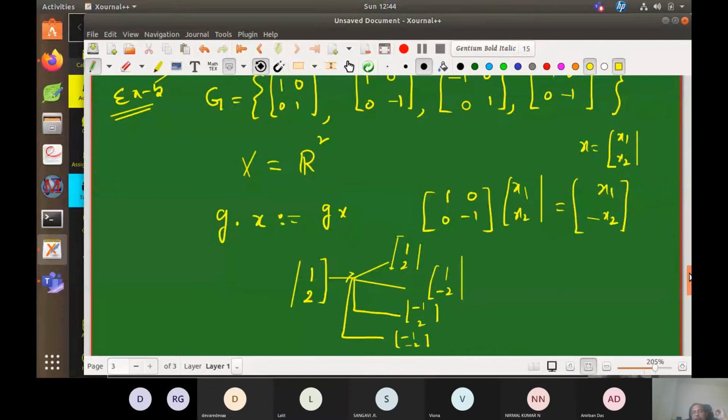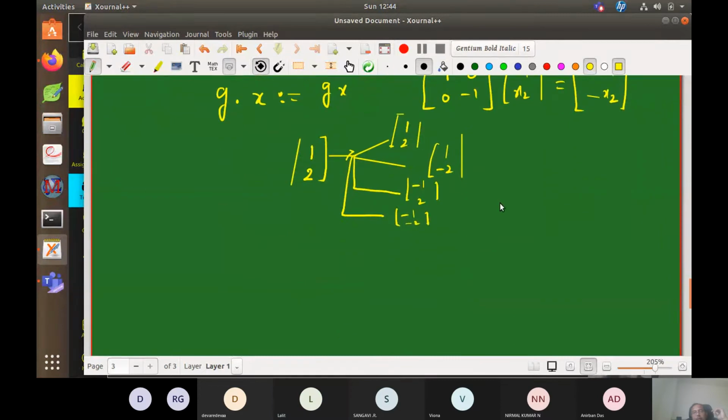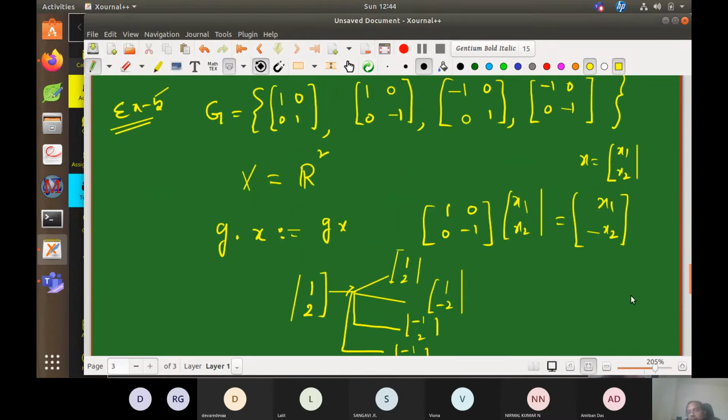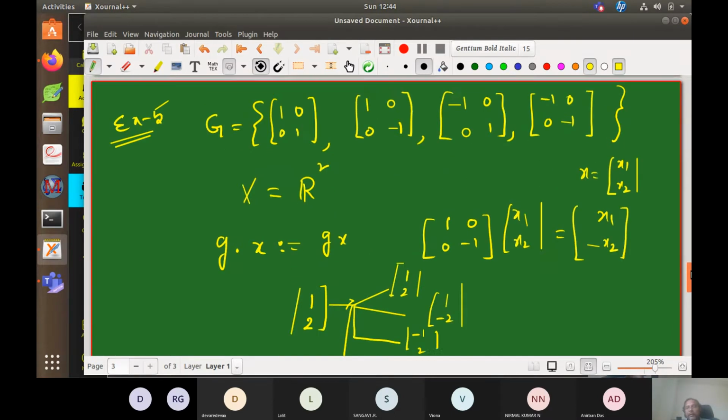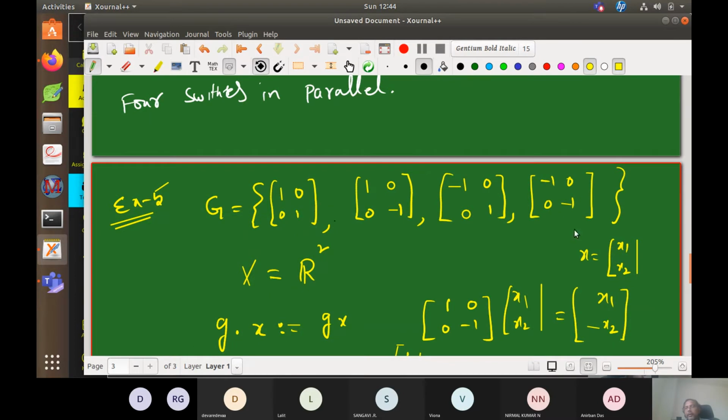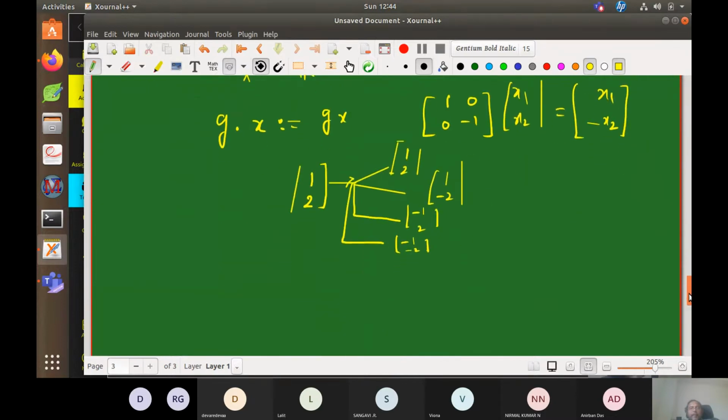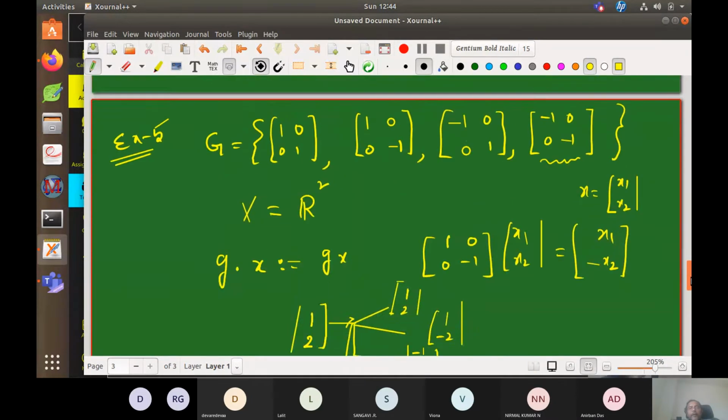Determinants may play a role, but I don't know how here. Reflections give determinant minus 1, and rotations give plus 1. So maybe that's why the determinant in all of these cases is minus 1 except the first and last, which is a rotation. Any questions till now?